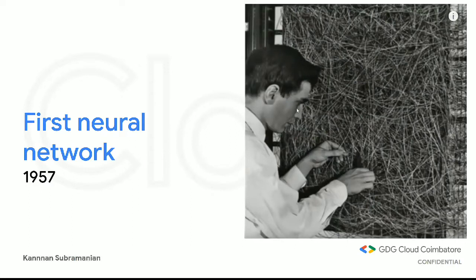This is a picture of the first neural network, invented in 1957. This picture is also known as the perceptron. It was a device that demonstrated the ability to identify different shapes. In 1957, this device could identify different kinds of shapes, but using ML needed access to extensive computing resources.